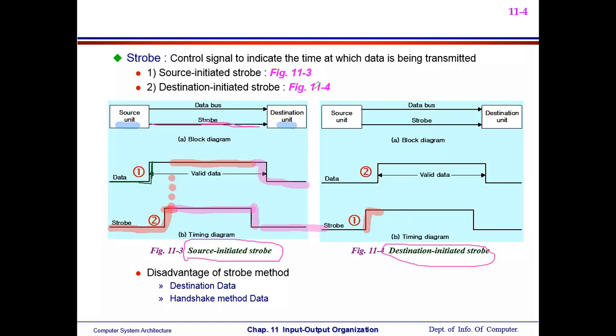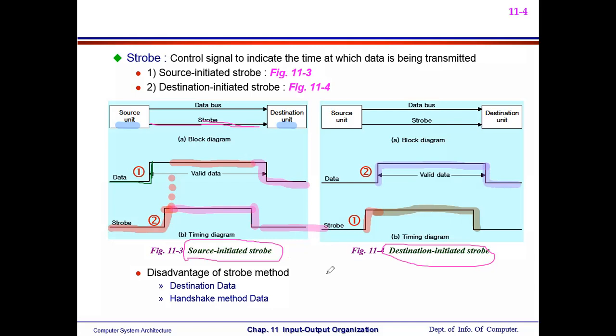See, here data is transferred. After receiving the entire data from the source, the destination unit deactivates the strobe signal. After the strobe signal is deactivated, the data transfer is completed. In this way, here the strobe control signal is what?